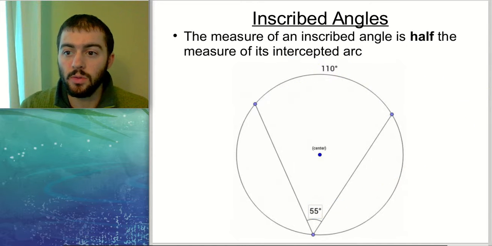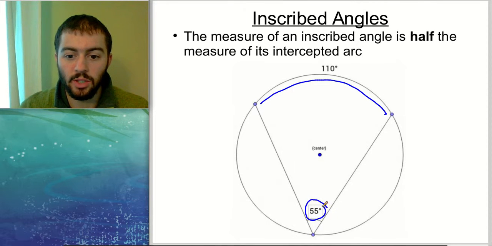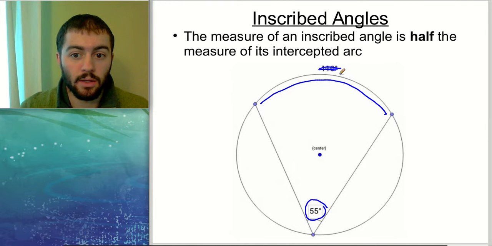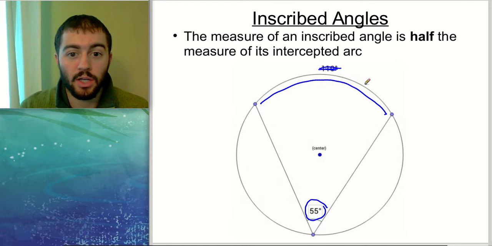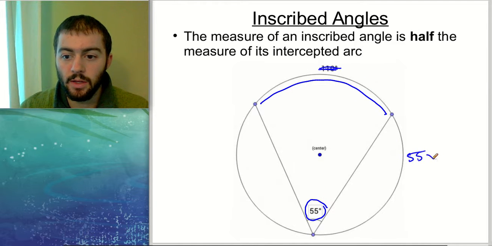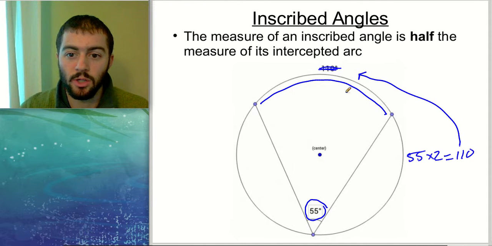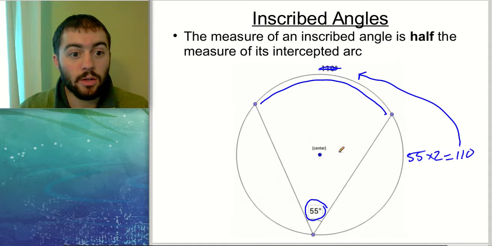We could also do this the opposite way. If you reverse this rule and say that the arc is double the inscribed angle measure, right? Let's say we didn't know that this was 110, we could figure that out by doubling this 55, because if the angle is half of the arc, then the arc is double the angle, right? So if we do 55 times 2, that would give us 110, which gives us the measure of this arc here. So you can go either way with this.